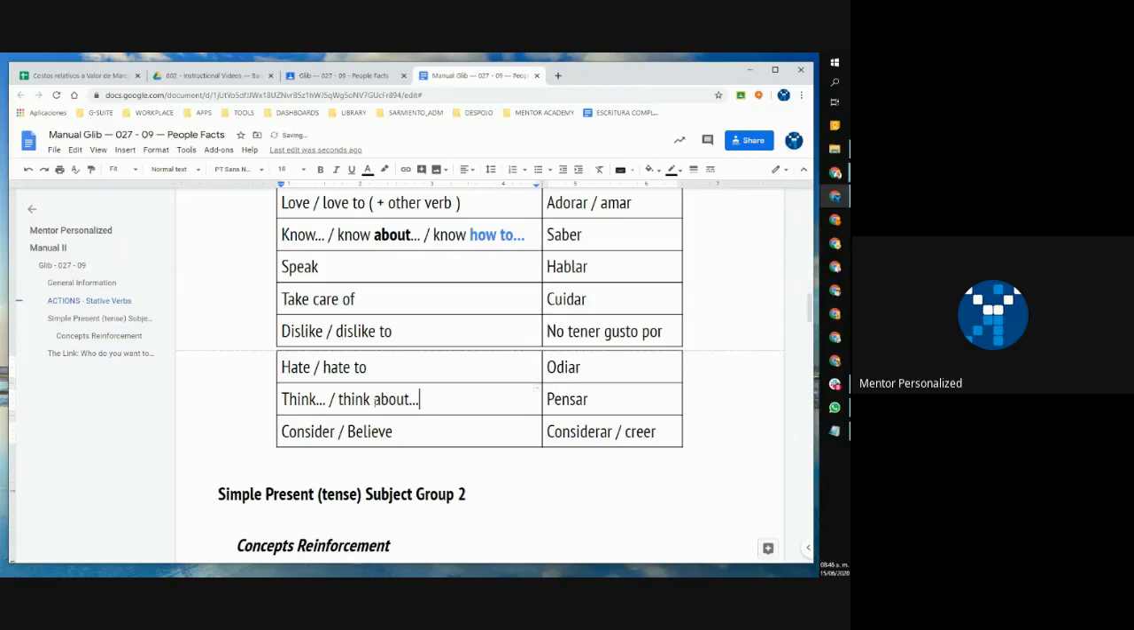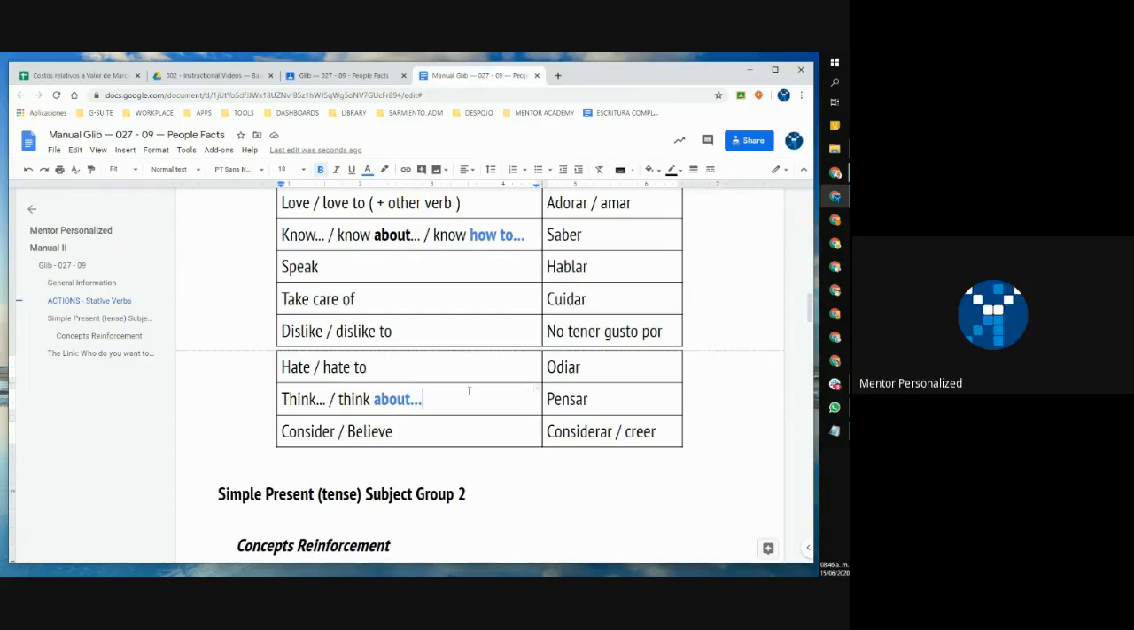For example, I think about you every day. Repeat. I think about you every day. Very good. Pienso en ti todos los días. How do you say pensar en el problema? I think about the problem.